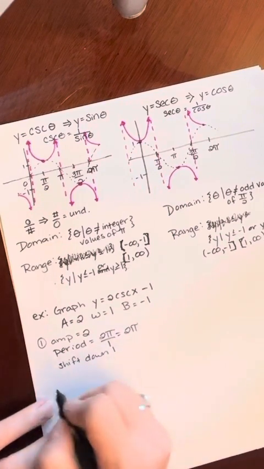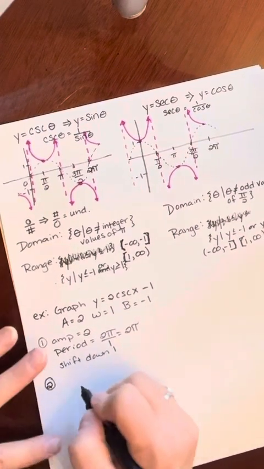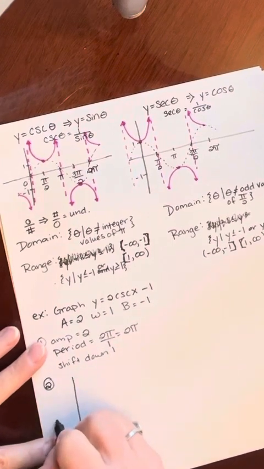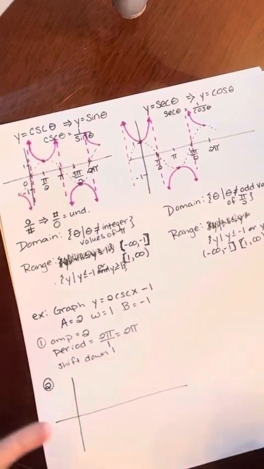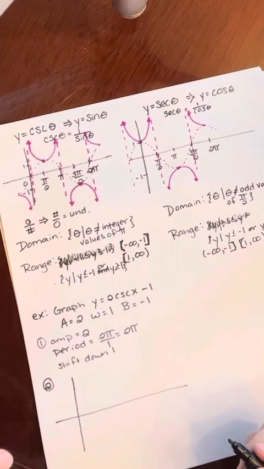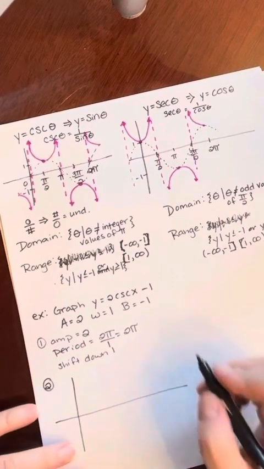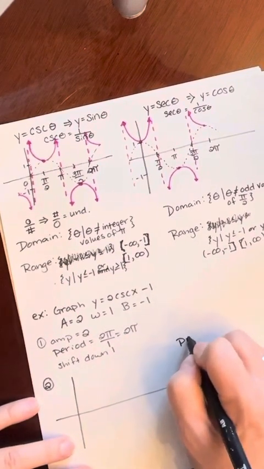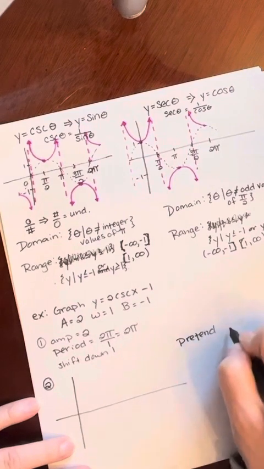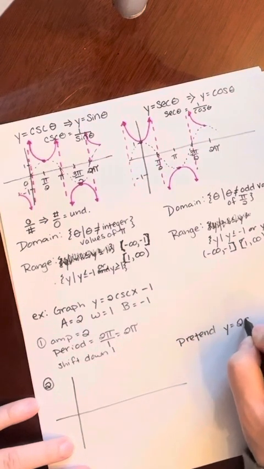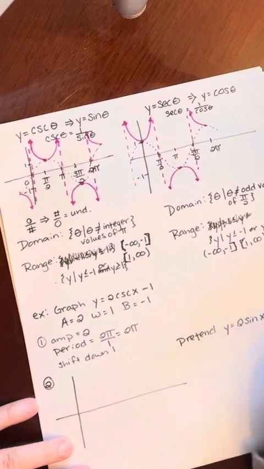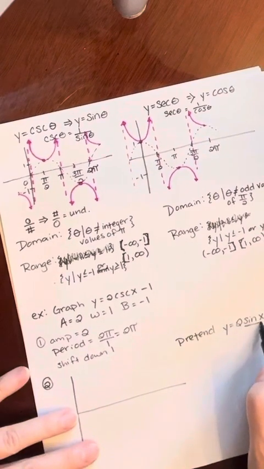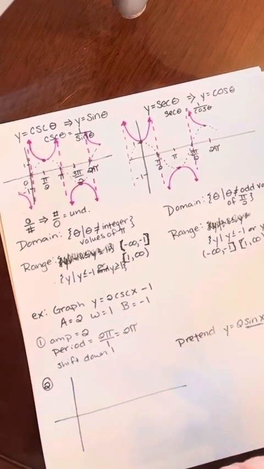Okay, let's graph this guy. All right, we're gonna do a little kindergarten pretend for a second, and we're gonna pretend that our graph is y equals 2 sine x minus 1. So we're just gonna pretend that for a minute, because then we can do the reciprocal of everything at the end.